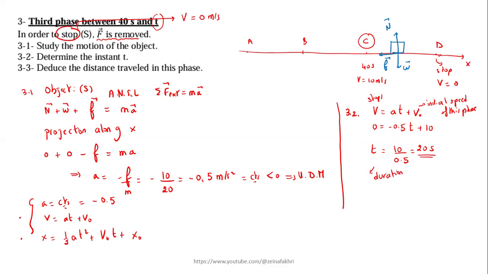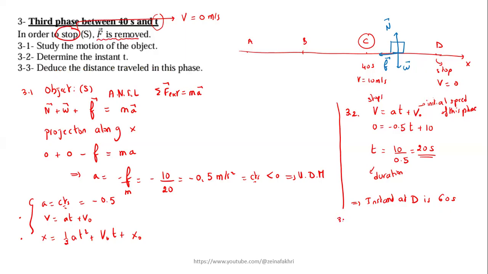If from C to D it took 20 seconds and it started at 40, the instant at D is the 40 plus the duration, which is the 20, so it is equal to 60 seconds. And this way we found the instant. Now part 3: determine the distance traveled in this phase. I want to know how much distance it covered from C to D.